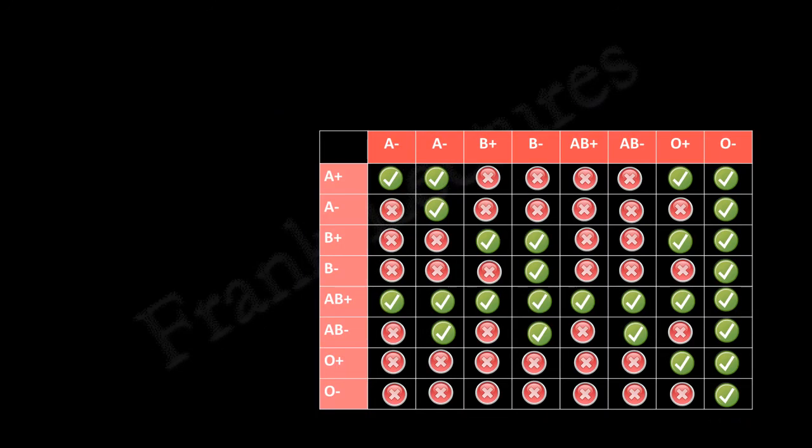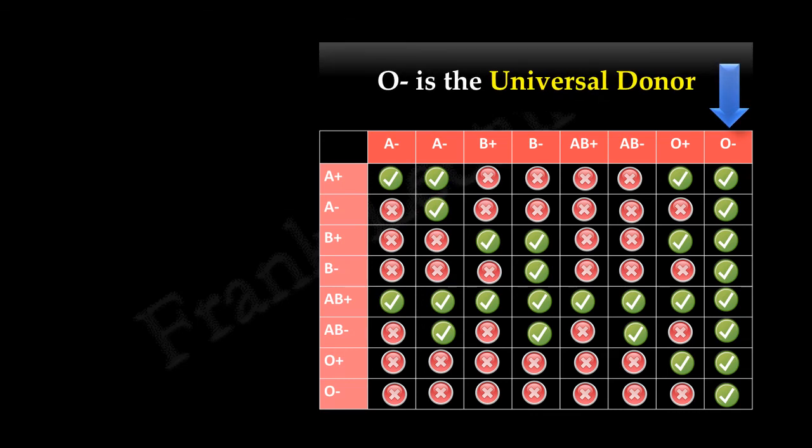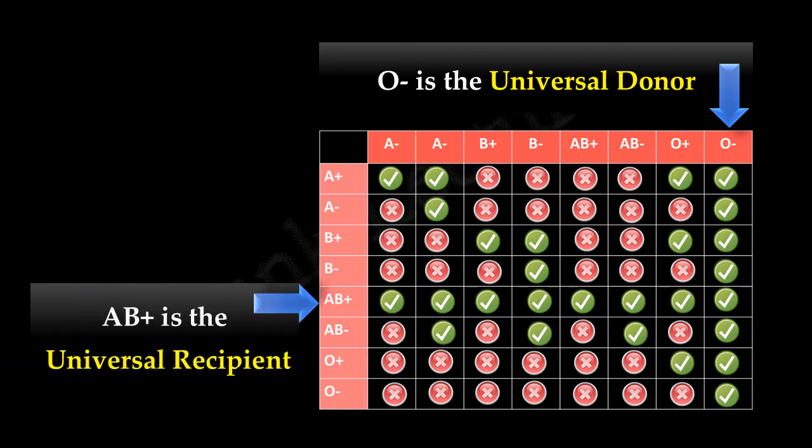From this table we can conclude that O-negative blood type is universal donor. This is because this blood type can donate blood to all 8 blood types. AB-positive is universal recipient, as this blood type can receive blood from all 8 blood types.